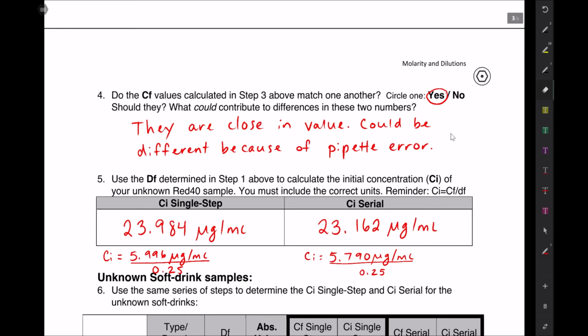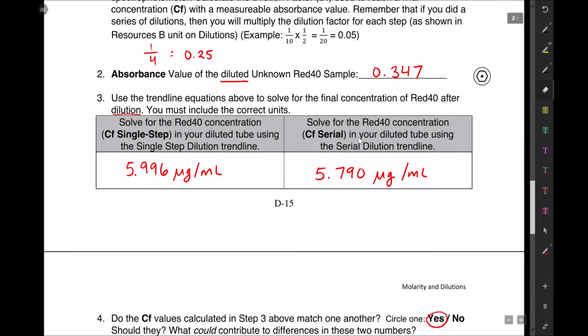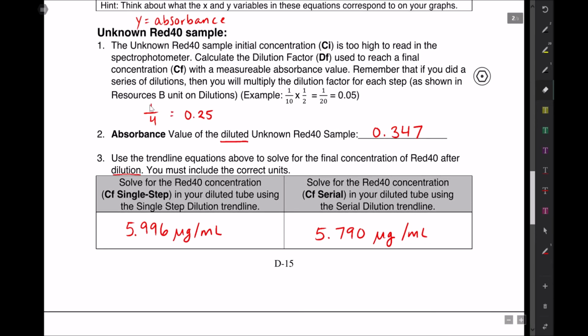So why don't you guys try to think of some of those and put those for your answer. Okay, so then for number 5, we use the DF, which is the dilution factor that we determined in step 1. Remember, that's up here. For me, it was a 1 in 4 dilution, so my DF, or dilution factor, was 0.25.